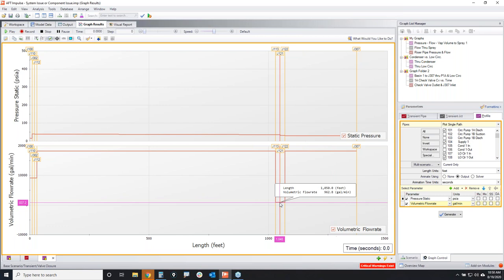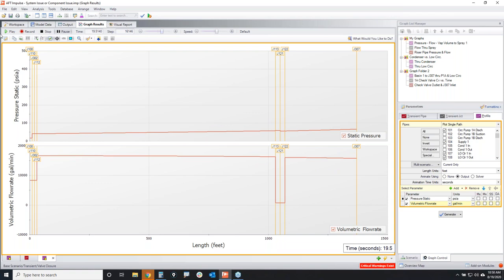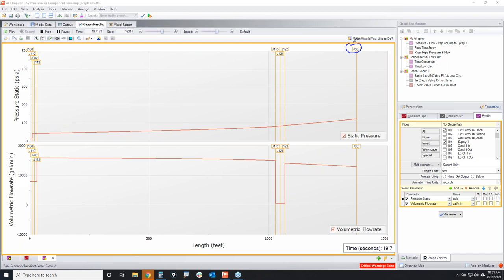All right, so same thing here. Nothing really happens for the first 19 seconds. I'm going to speed it forward. And we'll start it right about here. And so now you can see what's happening in your system because I'm trying to deadhead against a closed valve. So you're going to see how the pressure surges and then it's going to reflect between this part of the system and this closed valve right here.